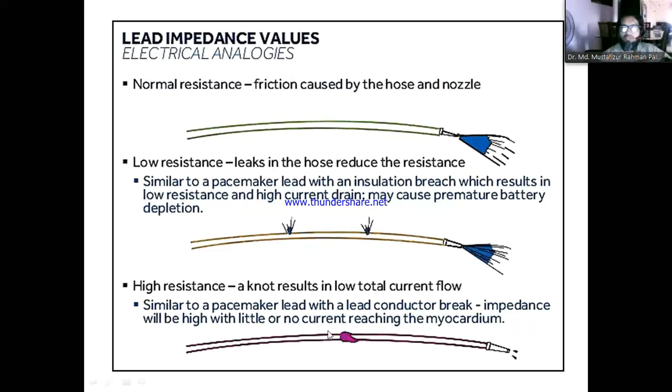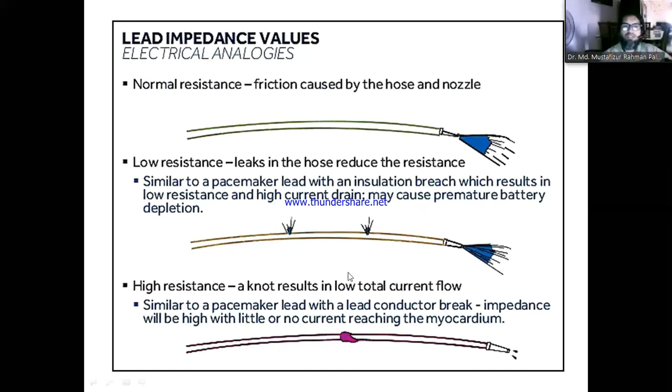And a knot results in low total current flow. If you block the pipe, the water will not go to the nozzle, and a large, high resistance will show. Similarly in the pacemaker, if the lead is broken or total conduction is broken, then the pacemaker will show very high impedance, and it will not deliver the impulse to the cardiac muscle, so it will fail.